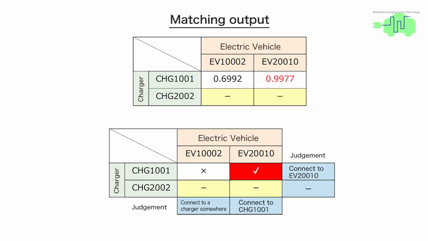Here are the results of the identification process. No data are available for charger 2002 because there is no current. Also, the current of the EV 10002 is constant, so we know that it is not a modulated charging current. From these results, it can be judged that EV 10002 is not connected to the charger of the charging service provider.